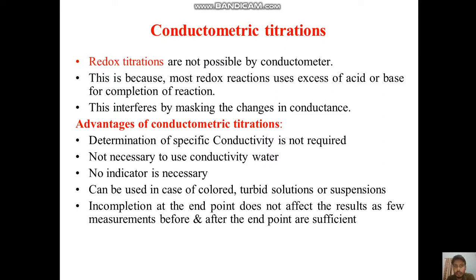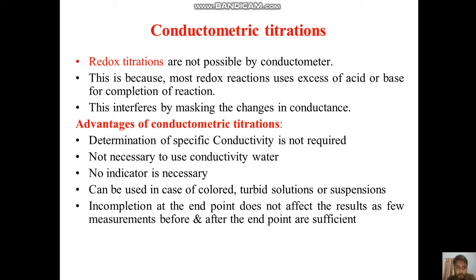Some important notes: redox titrations are not possible by conductometry. This is because most redox reactions use excess acid or base for completion of the reaction, which interferes by masking the changes in conductance. An advantage of conductometric titration is that determination of specific conductivity is not required. It is not necessary to use conductivity water. No indicator is necessary. It can be used for colored, turbid solutions or suspensions also.